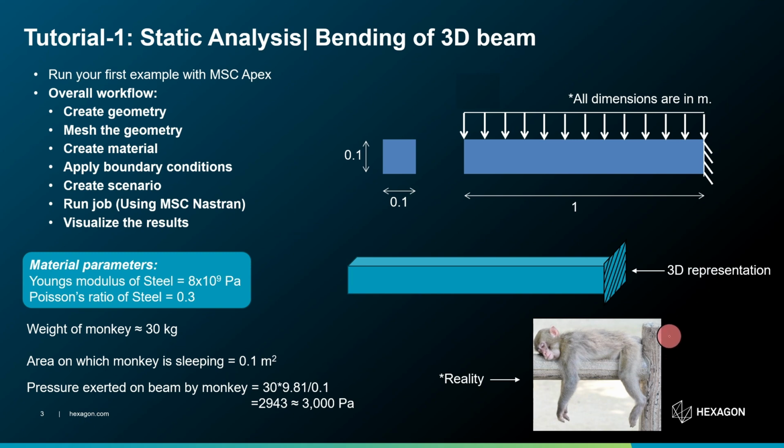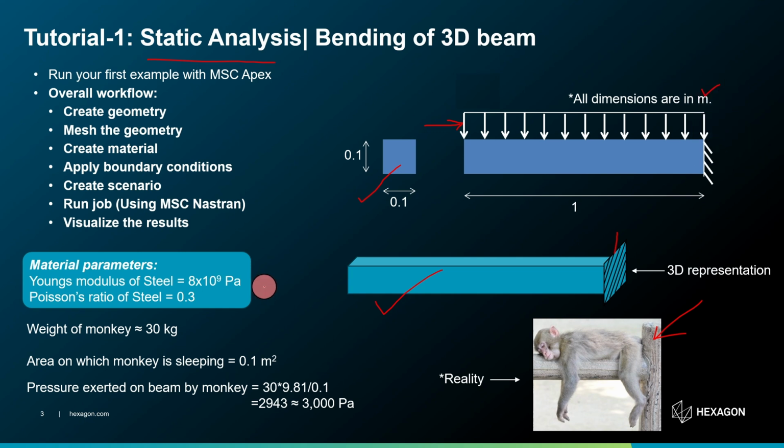In this example, we have a monkey which is sleeping on one beam, and we want to find out what is the deformation and stresses within this beam because of the weight of this monkey. As the monkey is not moving, we can perform static analysis. We will simplify this beam into this geometry. So a rectangular cantilever beam fixed at one end with a square cross section as shown over here, and a uniform pressure is applied on the top surface of this beam because of our sleeping monkey. All the dimensions are given over here and all dimensions are in meters.